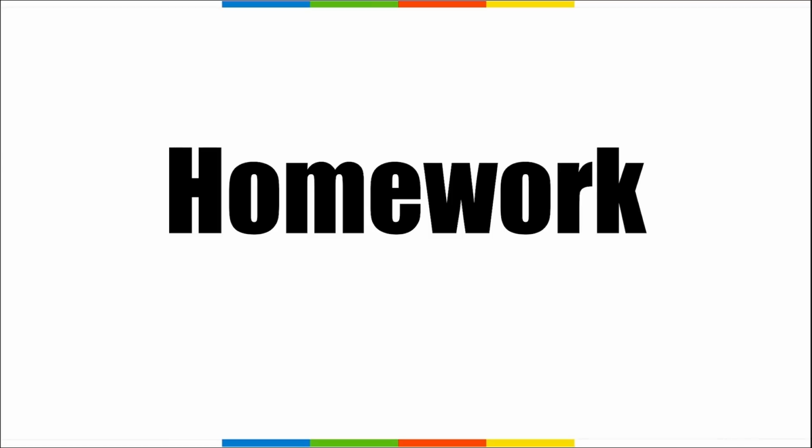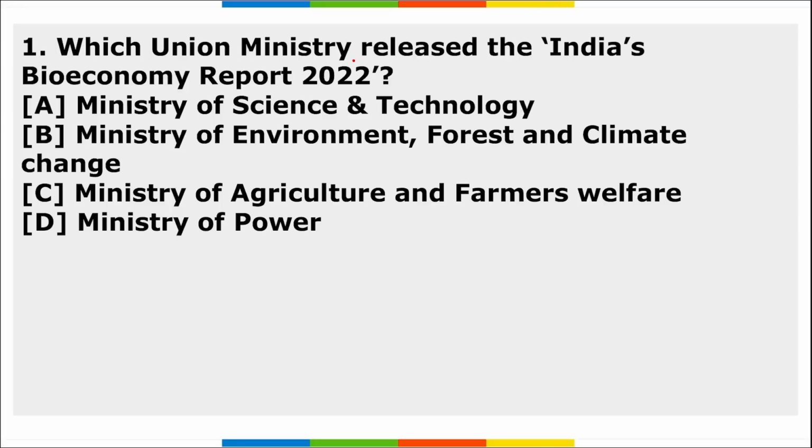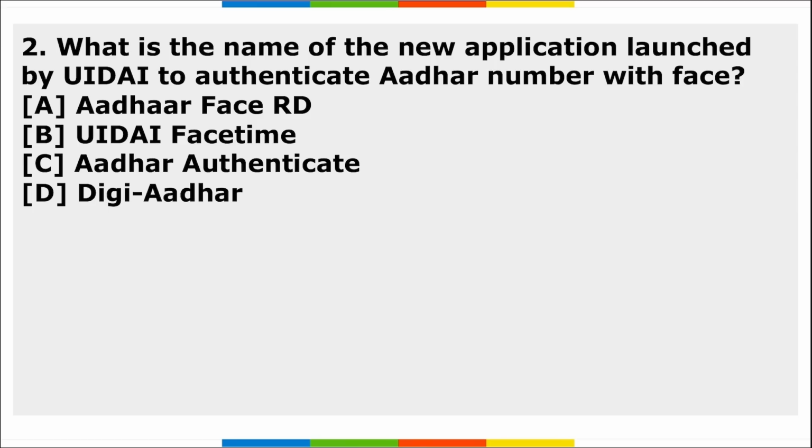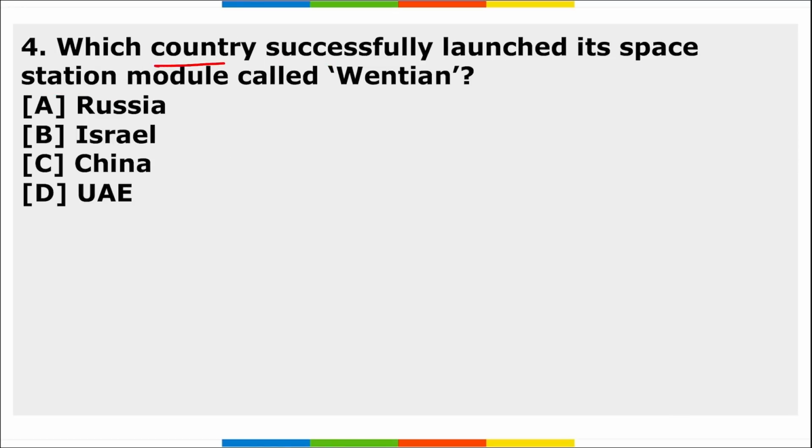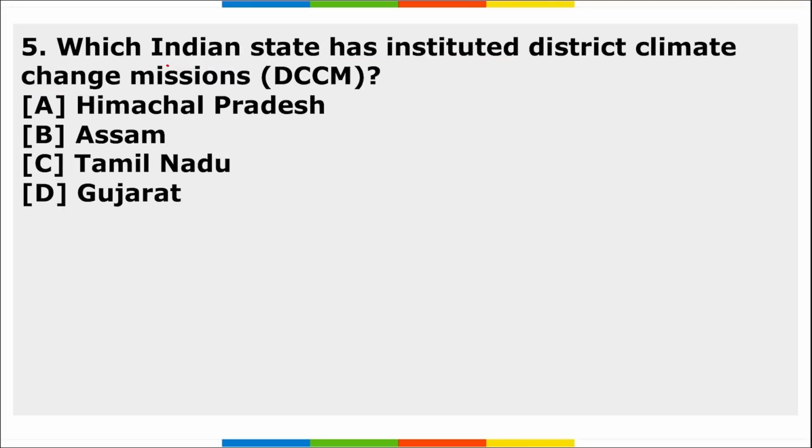So friends, now it's time for your homework. First question: which union ministry released India's Bioeconomy Report 2022? Next, what is the name of the new application launched by UIDAI to authenticate Aadhaar number with face? Which state is associated with the Family Doctor Pilot project? Fourth question: which country successfully launched its space station module called Wentian? Fifth: which Indian state has instituted a district climate change mission? Important. Fifth question is important.